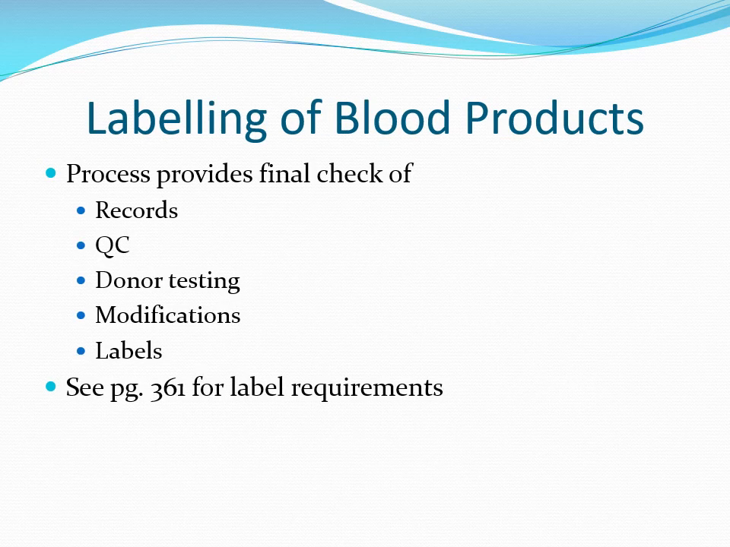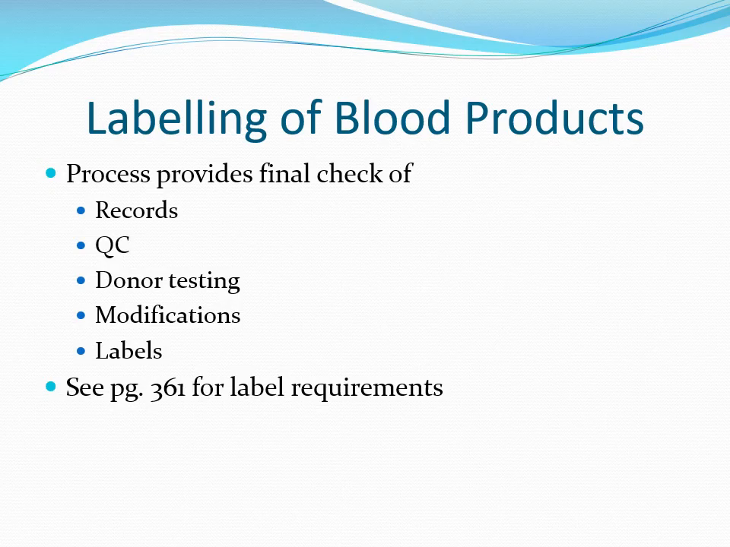So speaking to labeling of blood products, we've gathered and manufactured and processed what we're looking for. So now we're going to label it properly. This process provides a final check of records, QC, donor testing, modification, and labels.